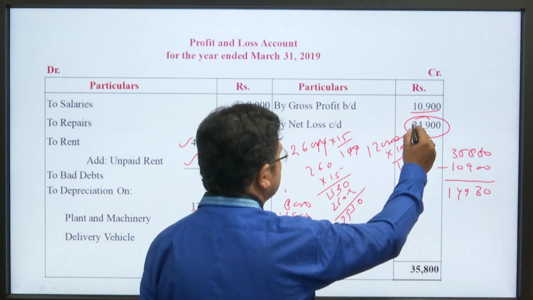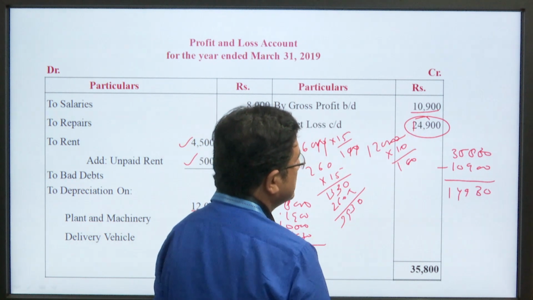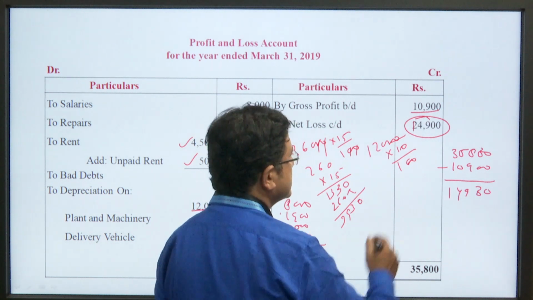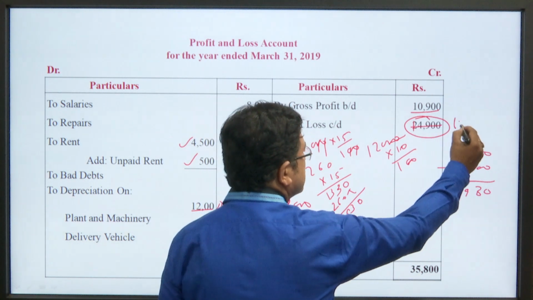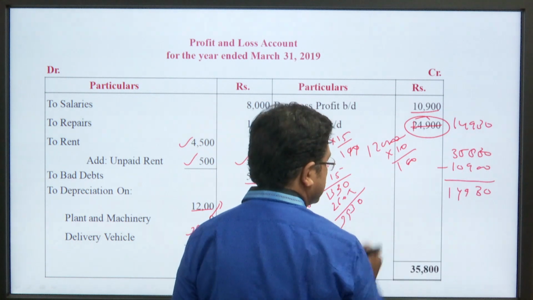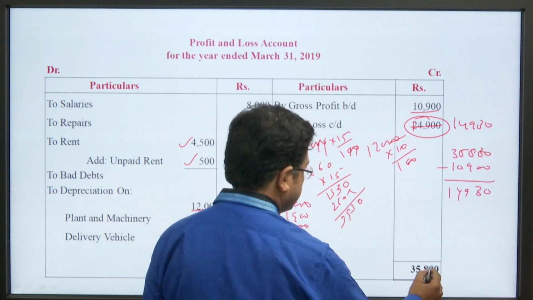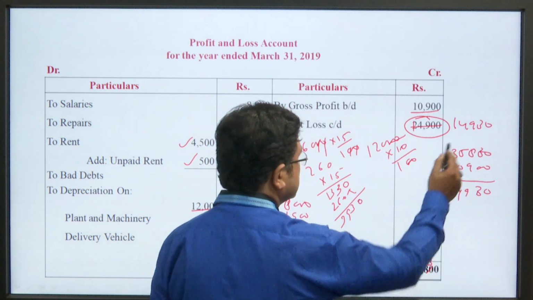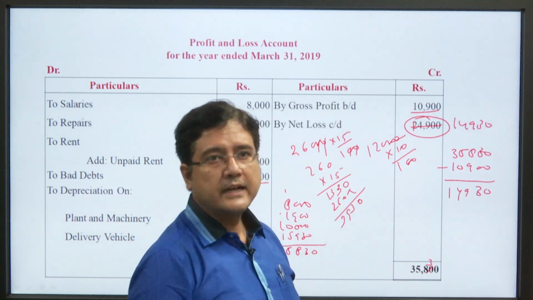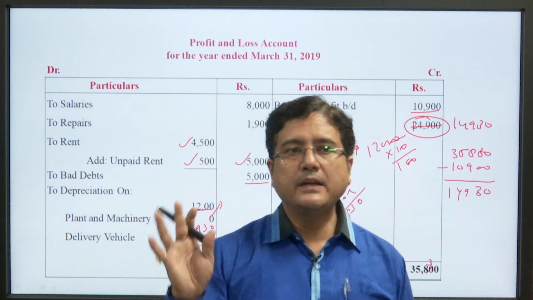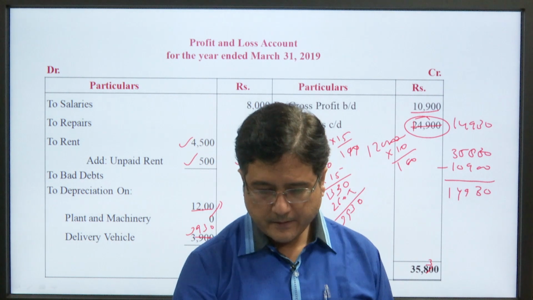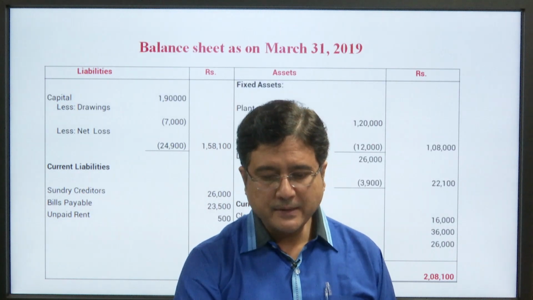So, the amount of loss is 14,930. Okay. So, this is the loss, and we transfer this loss to the balance sheet. Now, come to the part of the balance sheet.